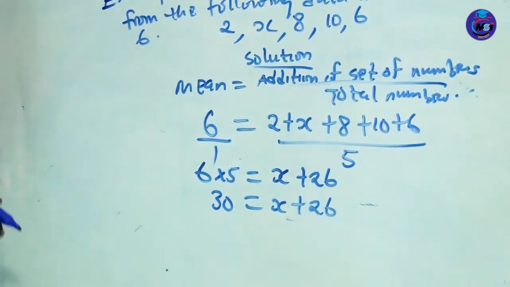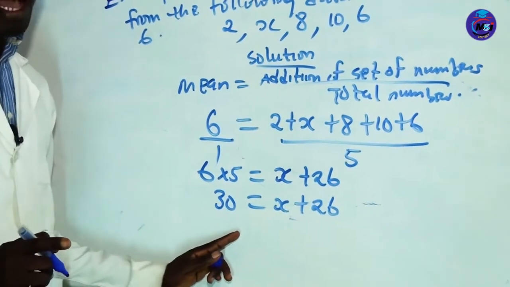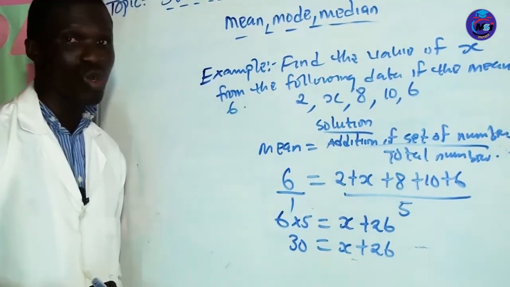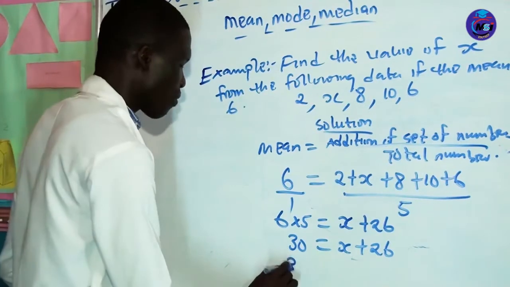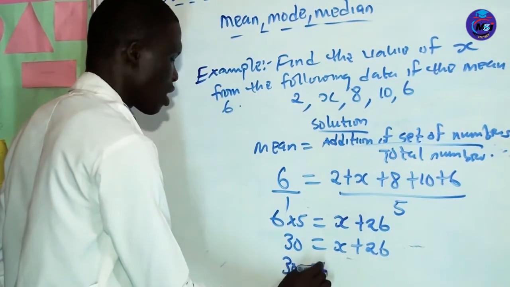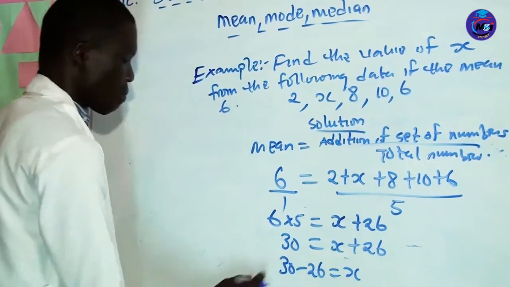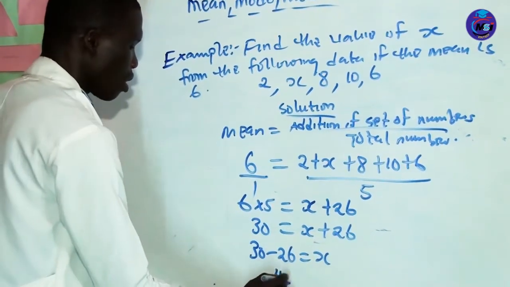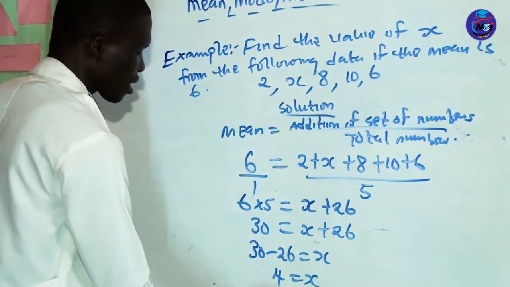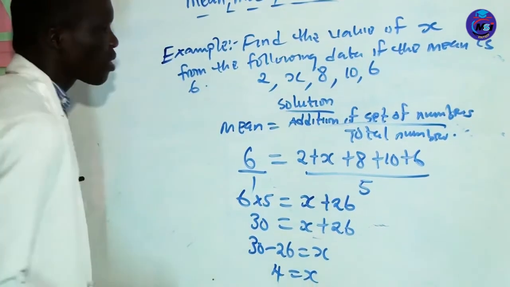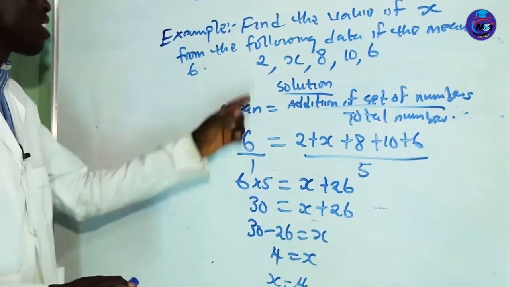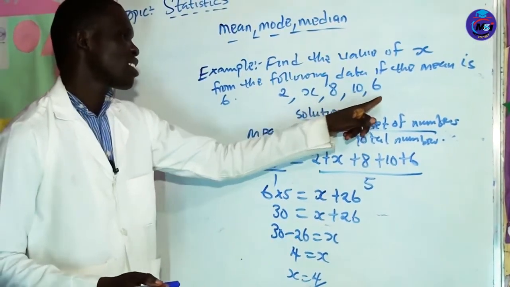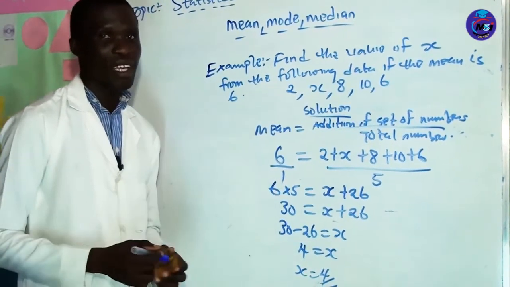Now what we are going to do now, we collect the like terms. When we collect the like terms, this plus, when it crosses to this side, it will turn to minus. So we are going to have 30 minus 26 equals x. Now when we subtract this, we are going to have 4 equals x. So x equals 4. It's still the same. So what we are saying is 2, 4, 8, 10, 6. I believe you get this, right?